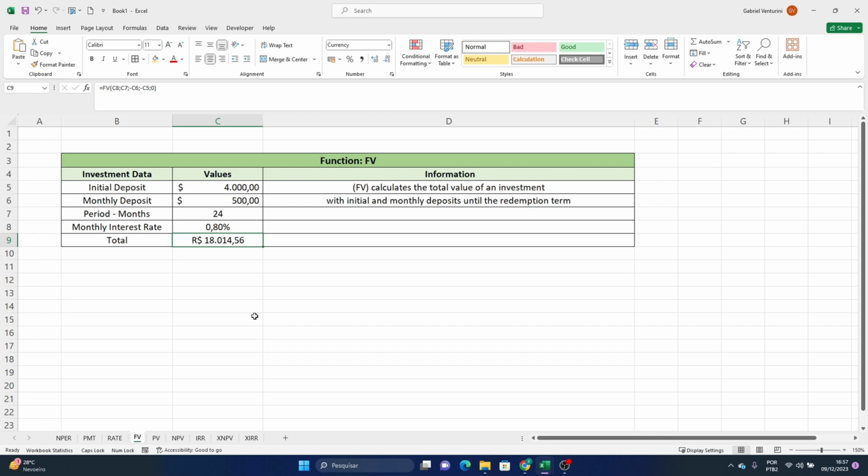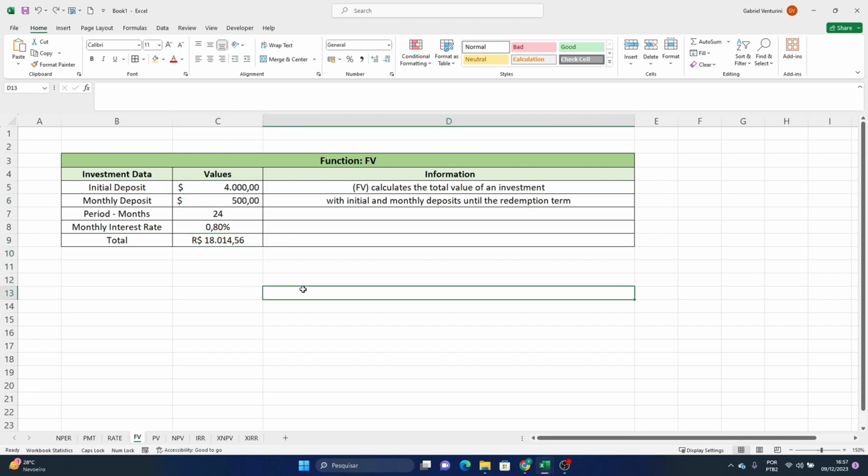So, the future value, based on this information, is 18,014.56. Notice the importance of putting a negative value, for example, here, and it would already be a negative value and give the result. So, it is very important to put a negative value in these values here when dealing with deposits which are withdrawn from the cash.